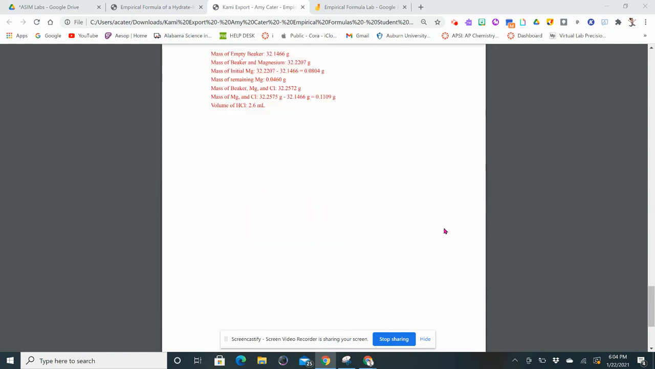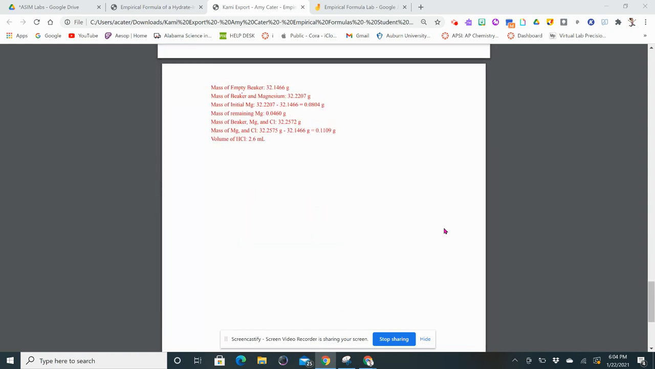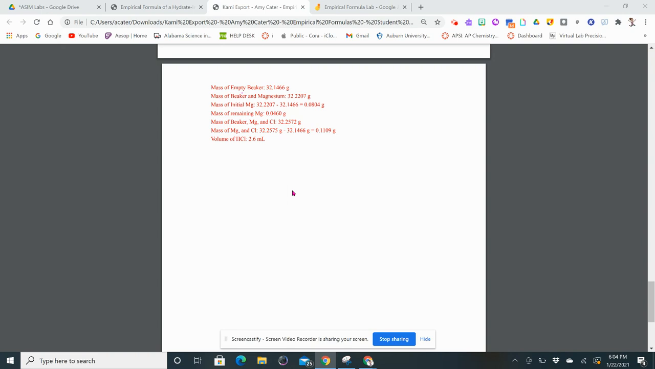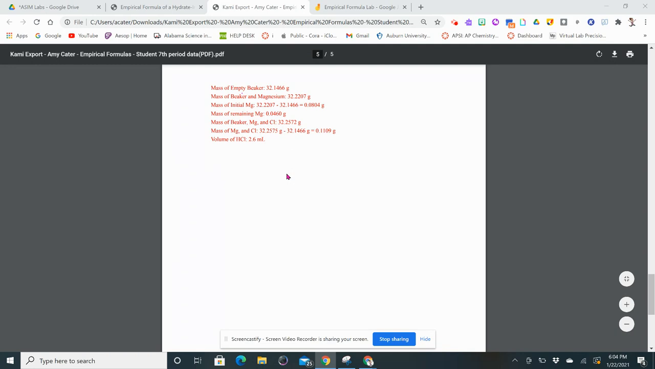You can see down here is the sample data that you will use if you did not finish your lab in second period. Everybody in fourth period, I'm pretty sure finished theirs. But if you did not finish yours, you too will use this data. But I know I had about four groups in second period who didn't finish, so y'all will use this data right here.